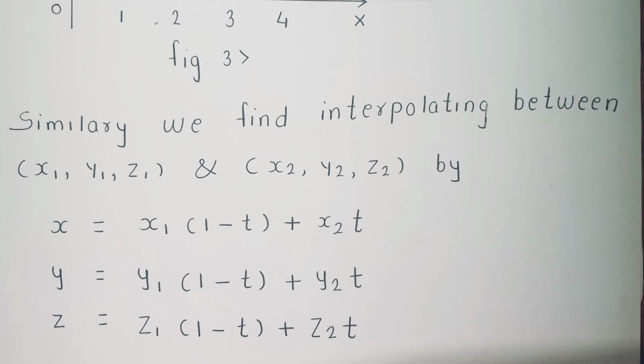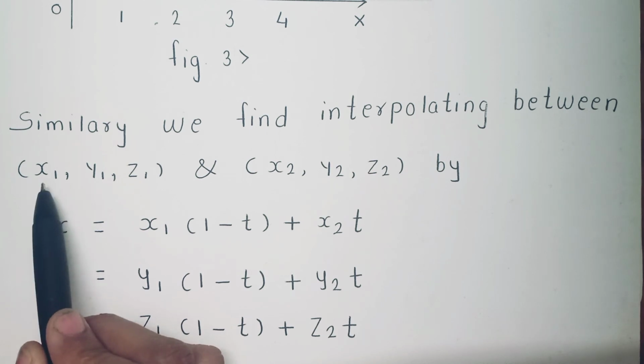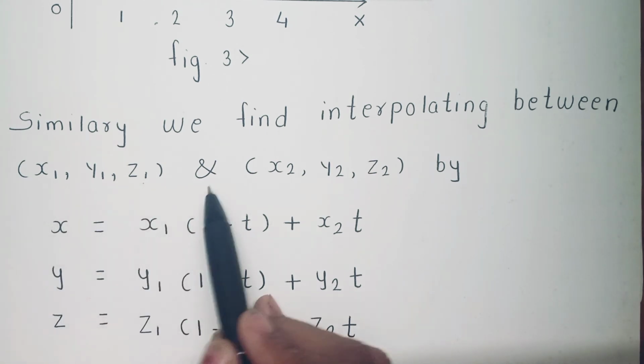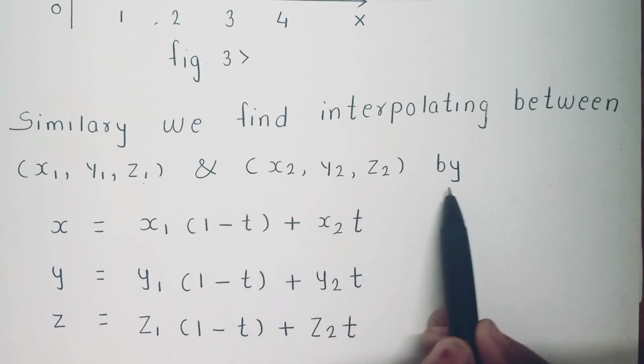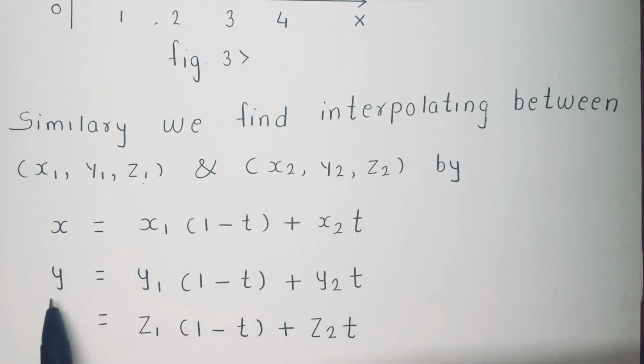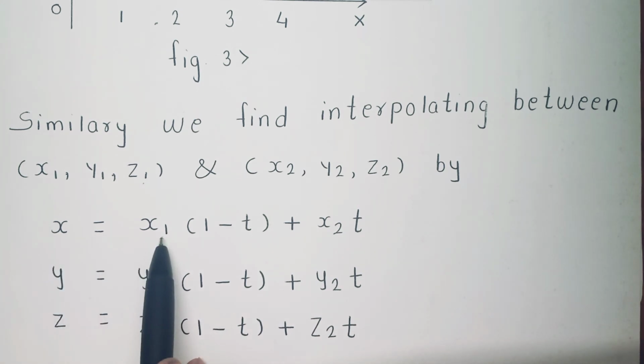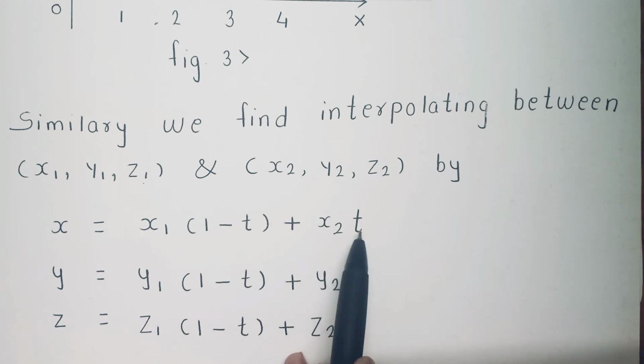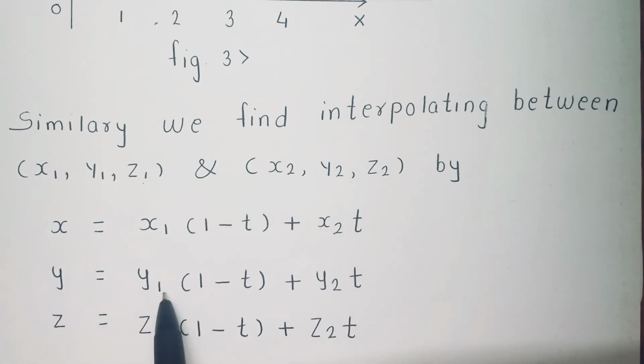Similarly, we find the interpolation between 3D points. That means if the coordinates are x1, y1, z1 and x2, y2, z2, then we use the equations for the x, y and z parameters. So for x we write x is equal to x1 (1 minus t) plus x2 t. Y is equal to y1 (1 minus t) plus y2 t, and z is equal to z1 (1 minus t) plus z2 t. So here we simply add one more equation for the z parameter.